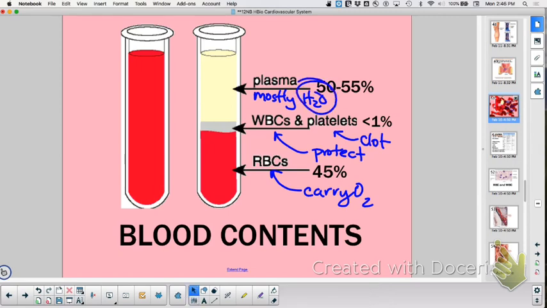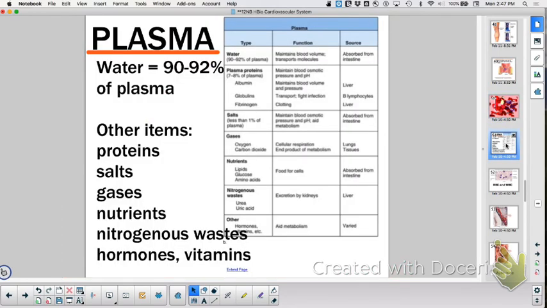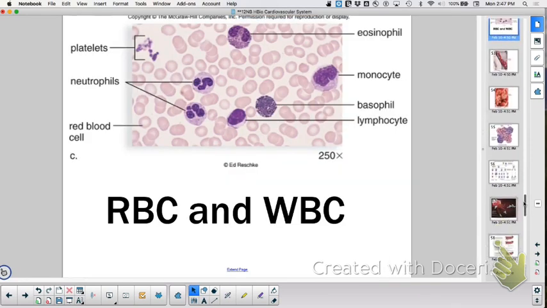Let's go through the list of what's dissolved in that plasma, and we think what? Road trip. So we have to stop for gases, go in and get some nutrients, maybe be healthy and get some protein, but you know we want some salt, and we might as well try and go nitrogenous waste, hormones, vitamins. Let's just leave it at that. Okay, so those are all the things that we would find in plasma. We've already talked about red blood cells, white blood cells.